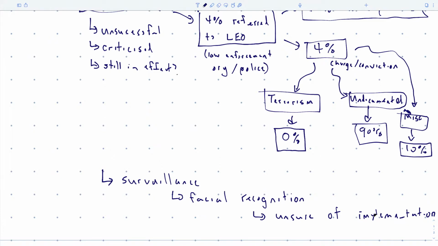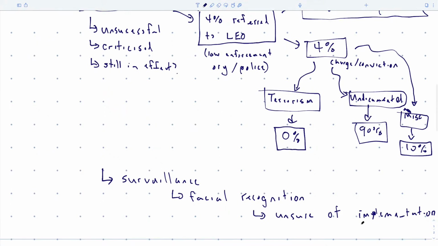Okay, so that's supposed to say unsure of implementation, but my slide isn't working very well. So we don't know to what extent these things are used or not. Facial recognition is controversial. In fact, just this week, Facebook announced that it was killing one of its projects that it developed for facial recognition because there's so many problems with it.